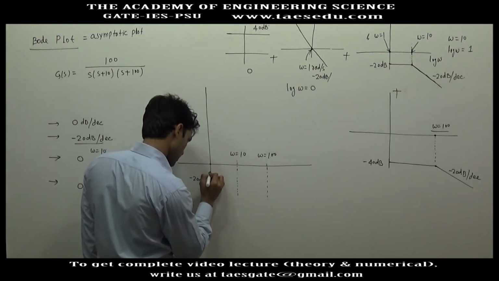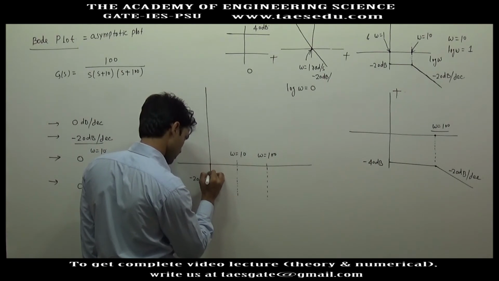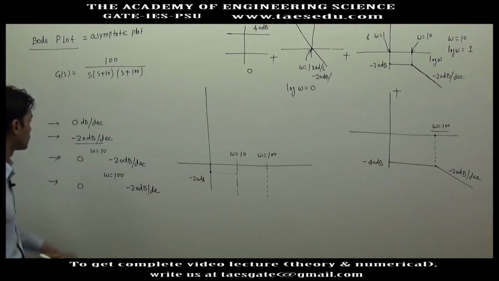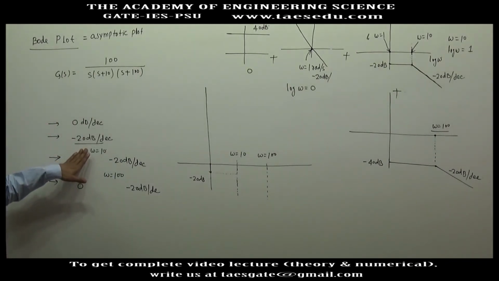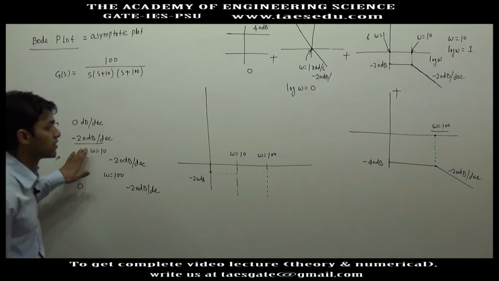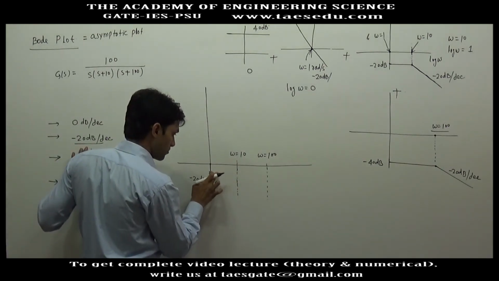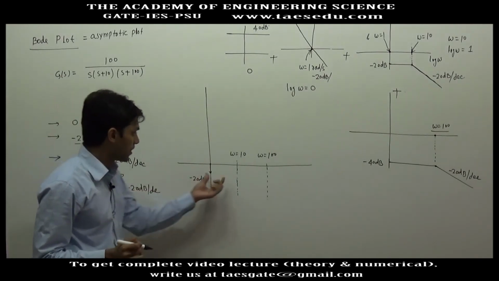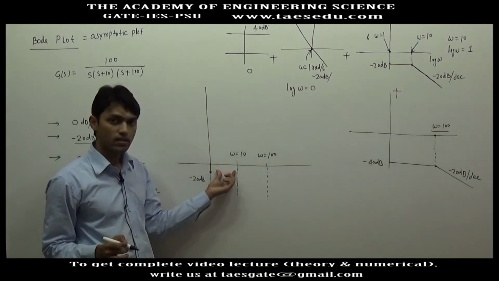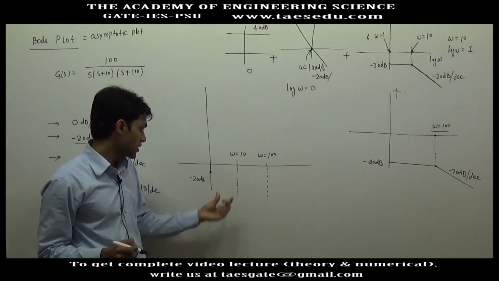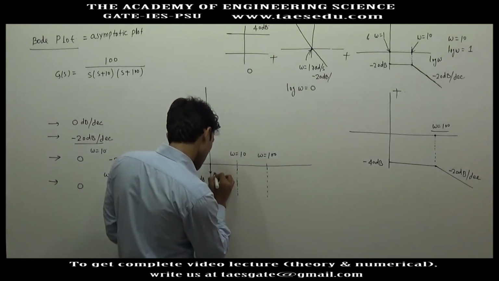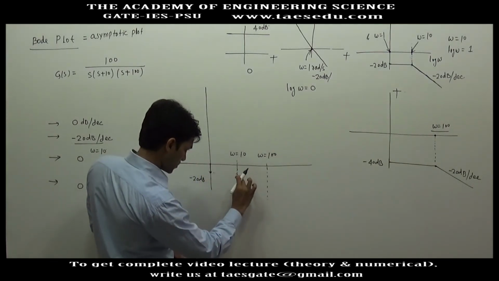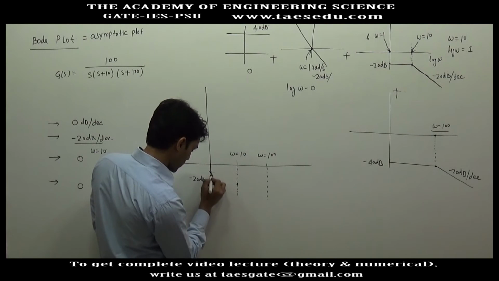Let's say this height is minus 20 dB. In the first region, what is the slope? Minus 20 dB per decade means in 1 decade the graph will decrease by 20 dB. At this point, the graph is already at minus 20 dB, and this is 1 decade. So in 1 decade, the decrease will be a further 20 dB, so we will be at minus 40 dB. Let's say this is 20 dB, this is also 20, this is 40 dB.